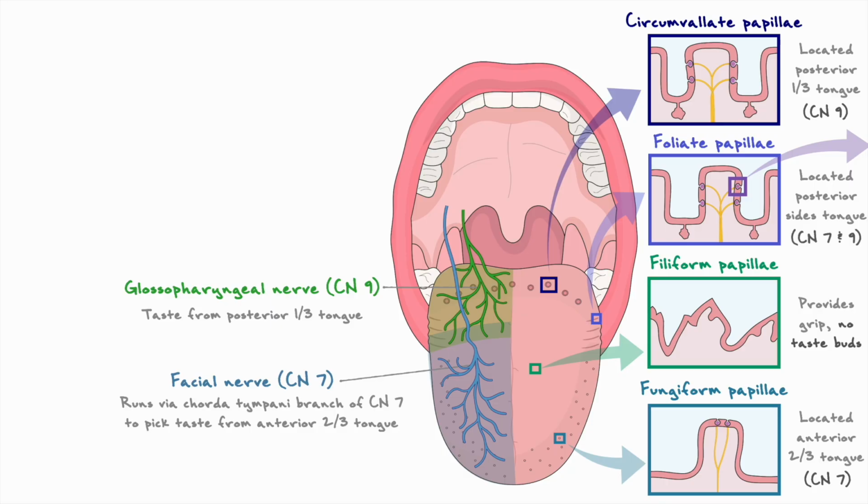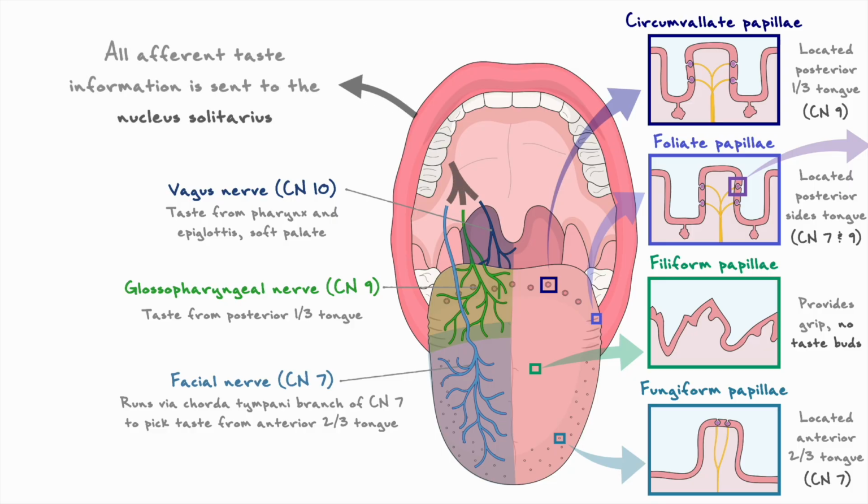Lastly, the last cranial nerve to pick up taste is the vagus nerve, or cranial nerve 10, and it does so from the pharynx, epiglottis, and soft palate. All 3 of these cranial nerves send their afferent information to the nucleus solitarius, which we will see in more detail shortly. As a final note, I want to mention that the cell bodies of all 3 cranial nerves are located in specific ganglions of the face, namely the nodose, petrosal, and geniculate ganglions.